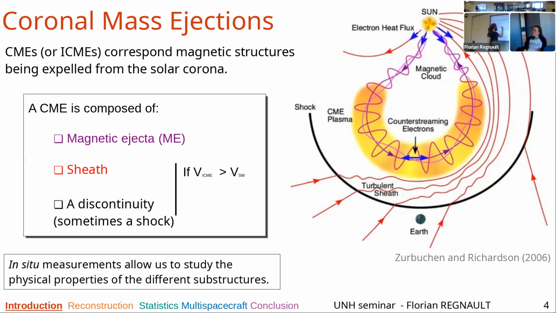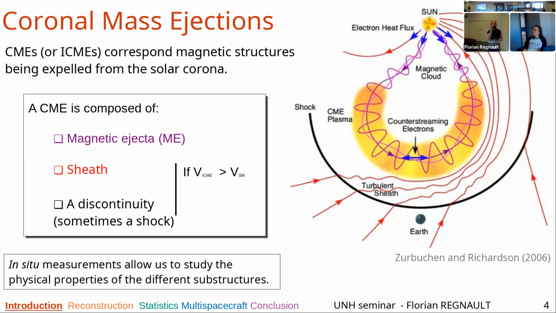Then during its propagation, if it is fast enough, a magnetic ejecta will accumulate some solar wind material ahead of it, and then form what we call the sheath area. It will heat and compress the solar wind material that is just ahead of the magnetic ejecta. And then sometimes ahead of the sheath, we observe a discontinuity in the physical parameters that sometimes corresponds to a shock. And what we mostly have right now to study CMEs during the propagation is what we call in situ measurements, which correspond to spacecraft that are in the interplanetary space and that measure local properties of the solar wind or the CME.